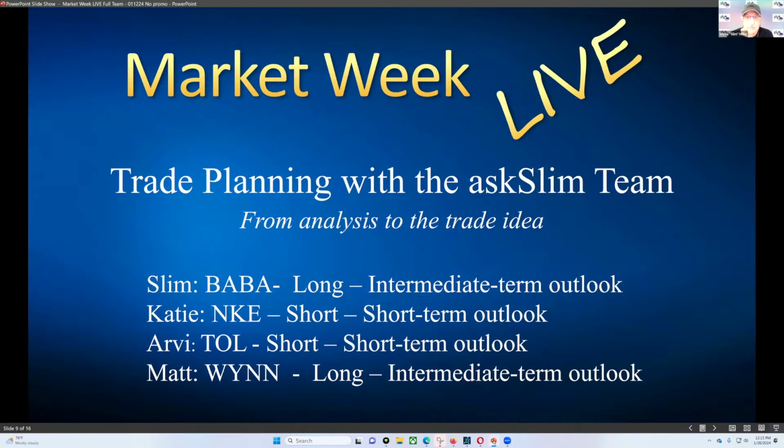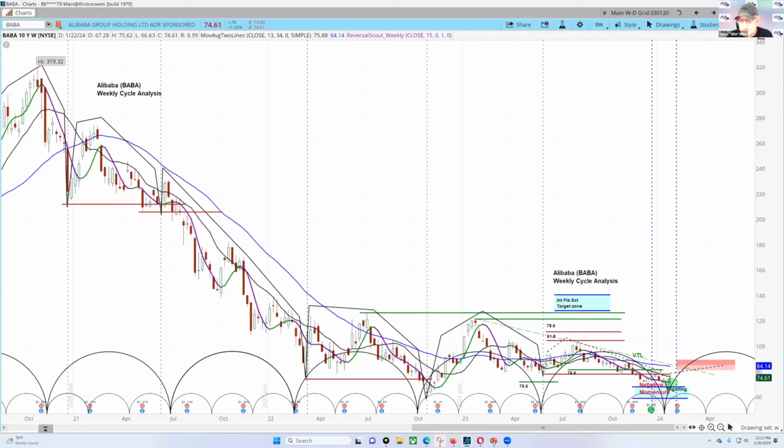What's really interesting about Alibaba is that it's come from $319 all the way down to close to $60. That's over these last 3 years. And you can see this huge downside move. And the Chinese market has gotten annihilated.